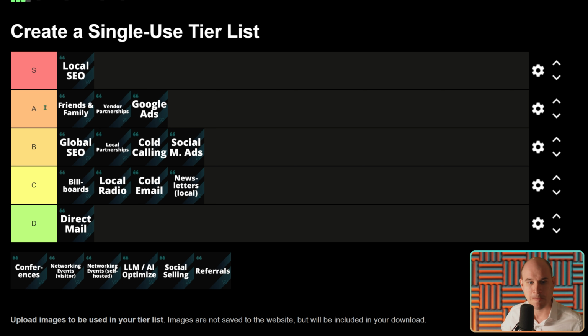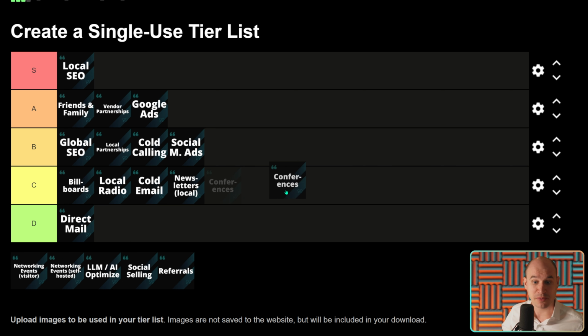So for me, I would probably put this in the B tier because I think that if you build your local reputation and you put this hand in hand with the local SEO again, you can definitely do something and it's definitely more effective than these here.